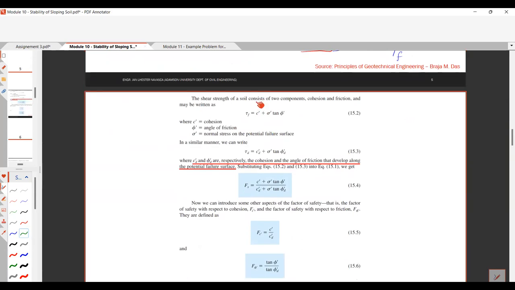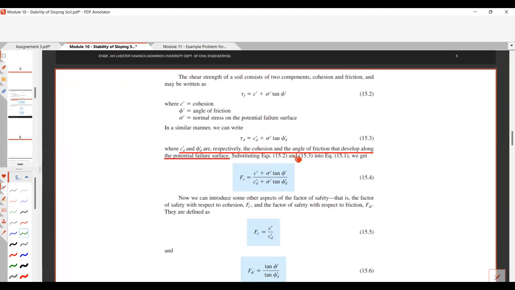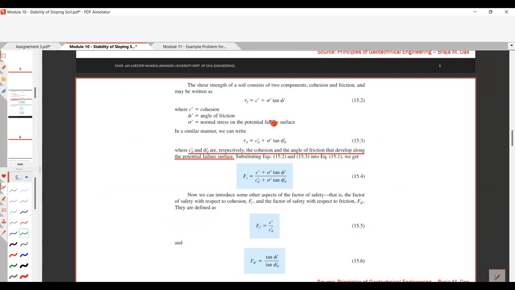Okay, the shear strength of the soil consists of two components. As we discussed in the last meeting, the shear strength of the soil can be written in the equation tau sub f equals the cohesion plus the normal stress on the potential surface times the tangent of the angle of friction. So this will be the shear strength of the soil.